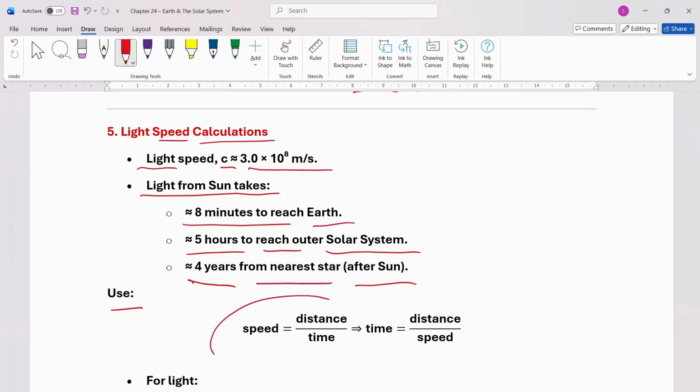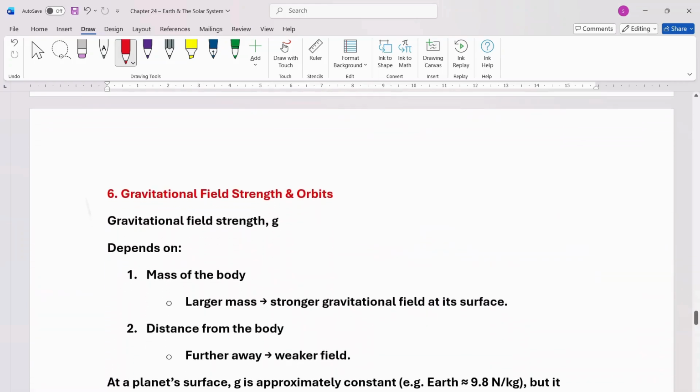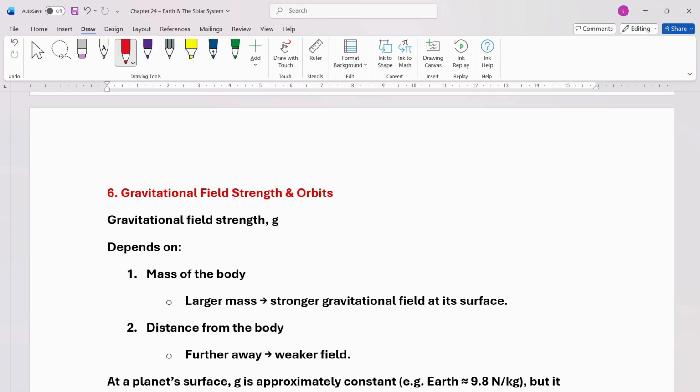We can use it in a formula: speed equals distance over time, or if we need to calculate time, it will be equal to distance over speed. For light, t equals distance over 3.0 times 10 to the power 8, and then you can put in the other variables and find your third variable.